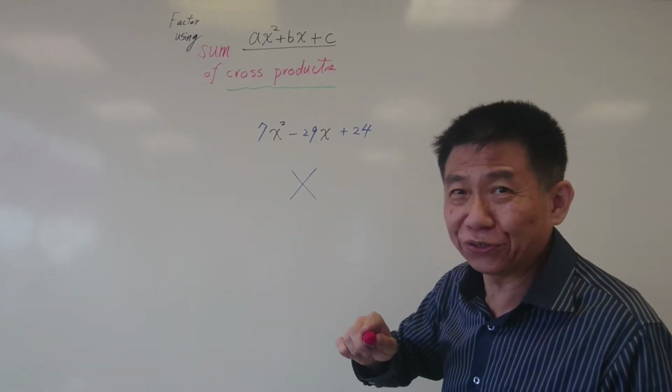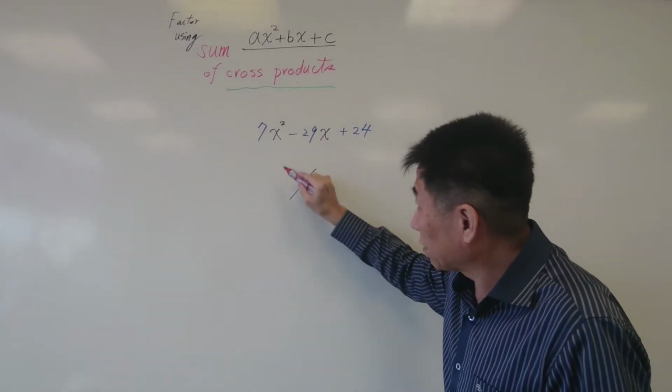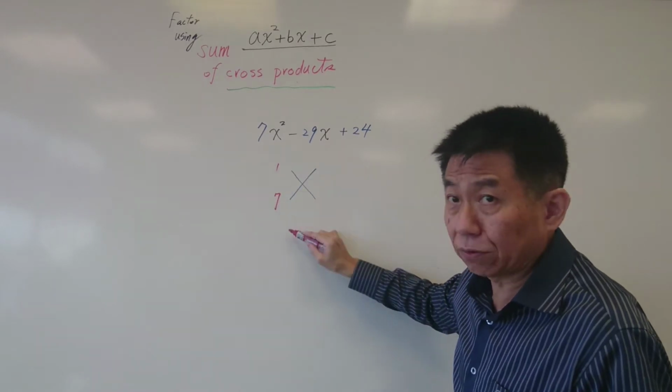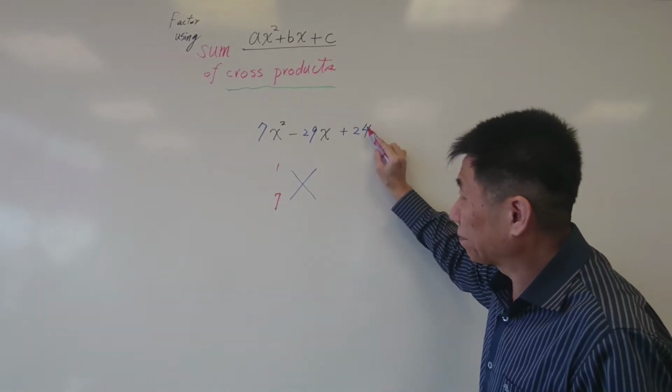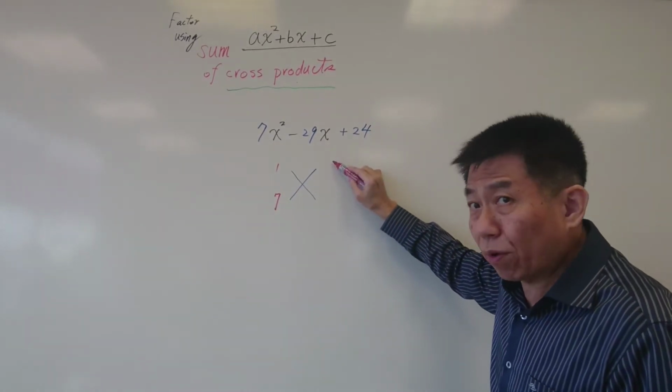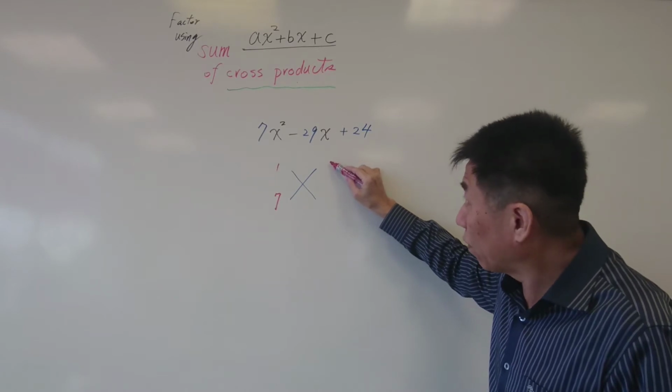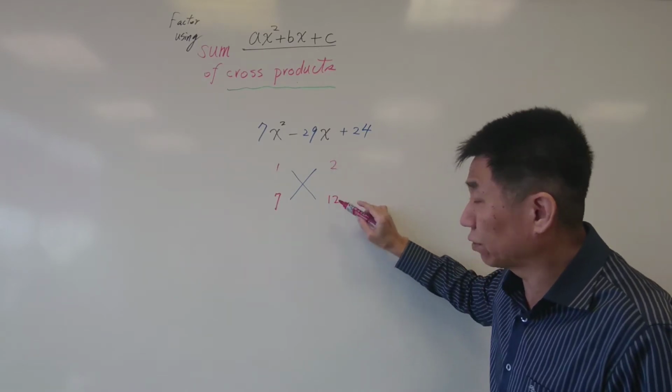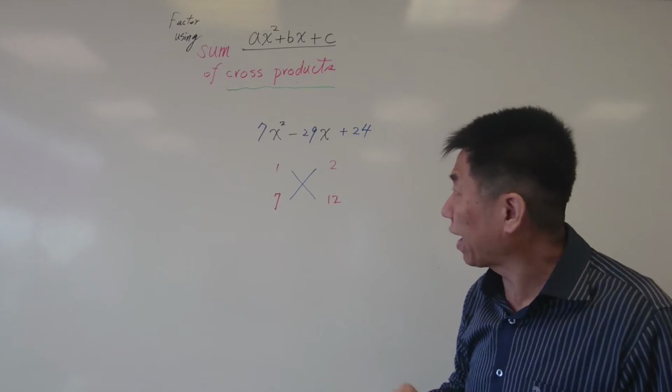Okay, did you manage to do that? Okay. 7 is a prime number, so you factor 1 and 7. 24. What are you going to do? 1 and 24? That's quite not possible. How about 2 and 12? The answers, don't even give a try.